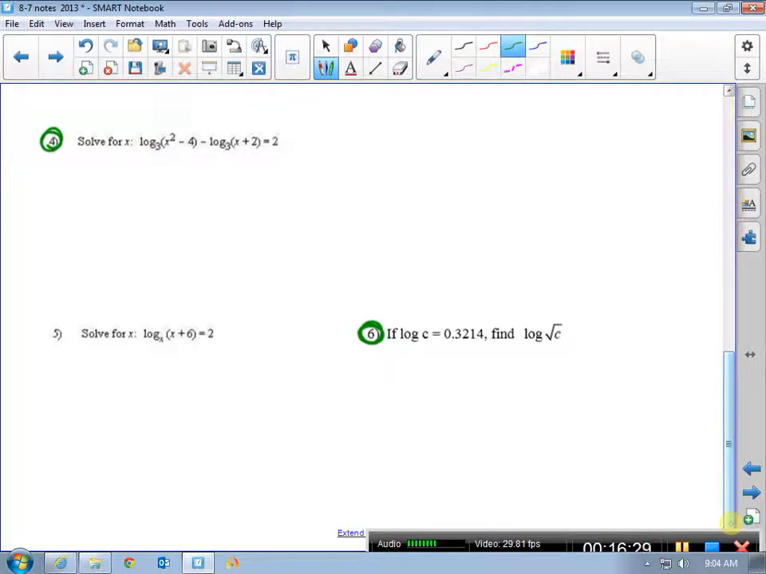What do we see in number 4? I see 2 logarithms, base 3, subtracted. So that means log base 3 of their quotient.